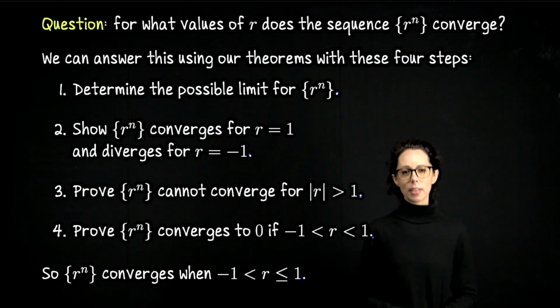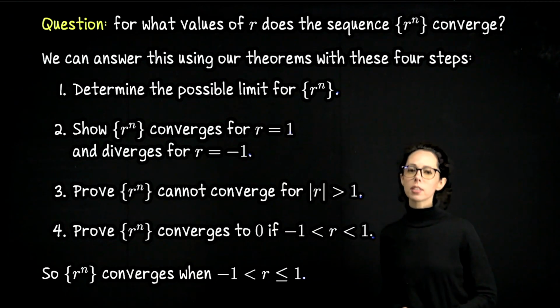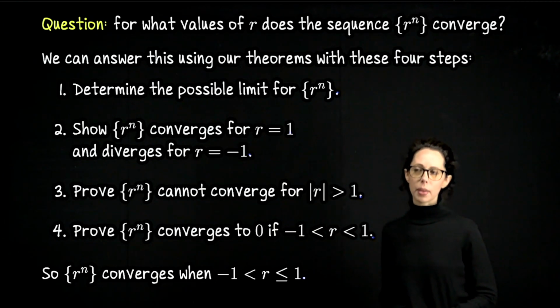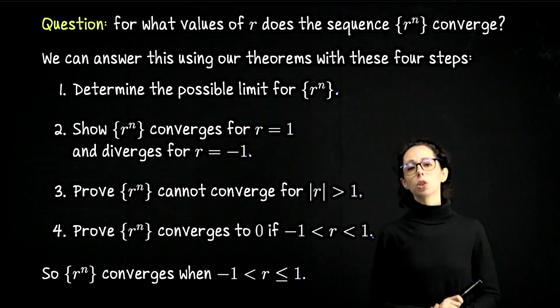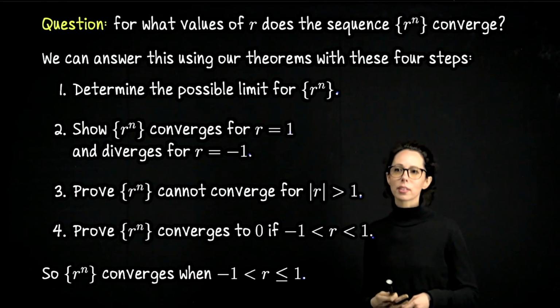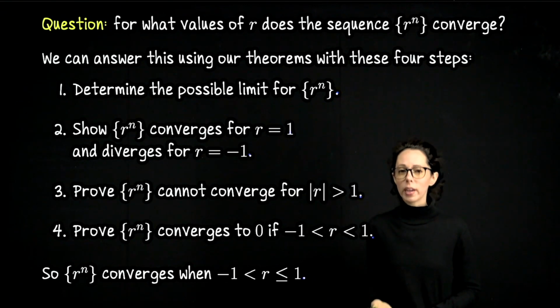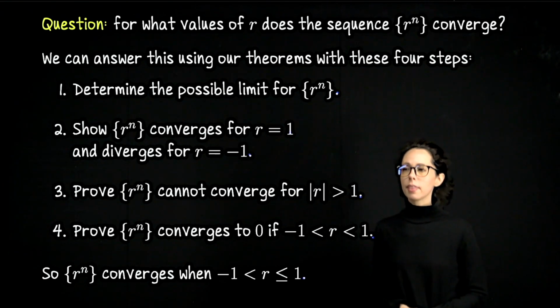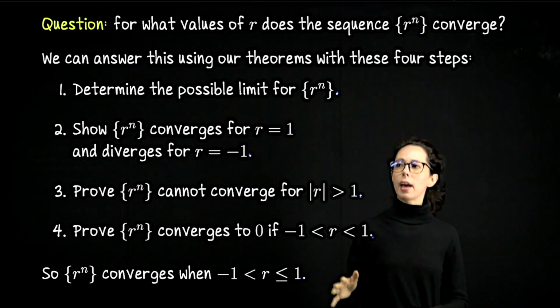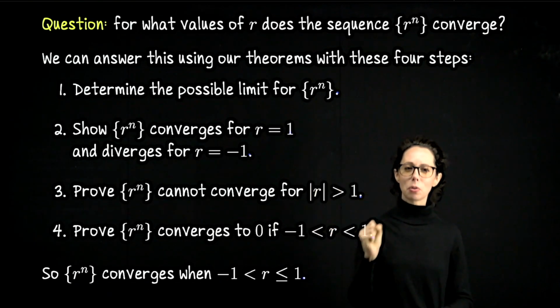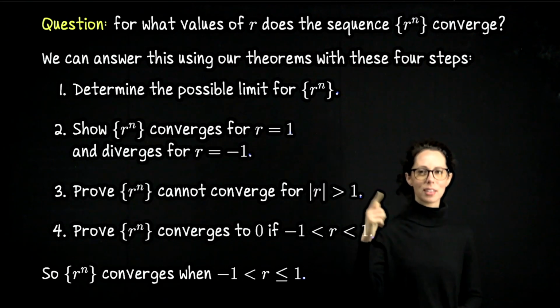So what I've done is broken this exercise into several pieces. The first thing we're going to do is use algebraic limit laws to figure out what the possible choices for the limit are. So could this converge to 20? Could it converge to -5? We'll figure out what the possible limits are. So when it converges, what could it converge to? Then we will manually show that it converges when r is 1. It's no surprise. If you just plug in r equals 1, you'll get the sequence 1, 1, 1, 1, 1.